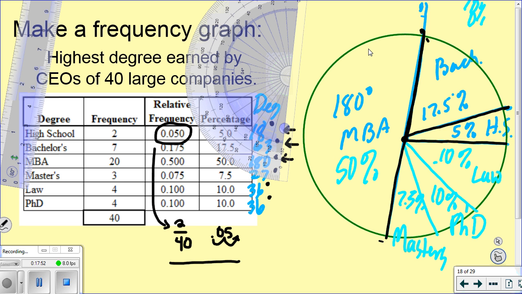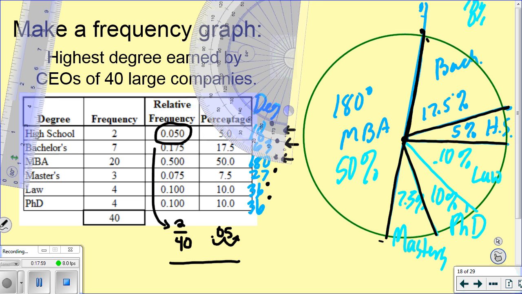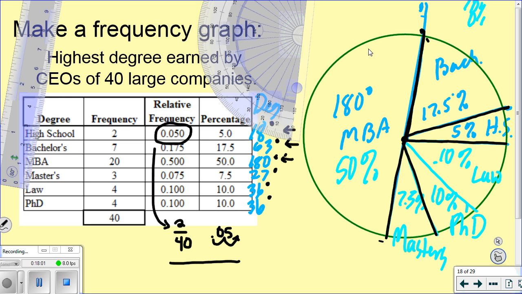I'm going to do the same thing. I'm going to turn my protractor, line it up, measure out to 27 degrees. Take my protractor, turn it, line it up. I'm going to measure out to 36 degrees. Right? And once I reach the end, what's left in my pie will be that last value. So that's kind of how I'm going to make a circle graph from a relative frequency table.